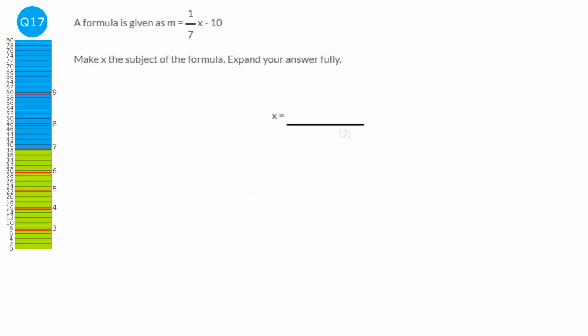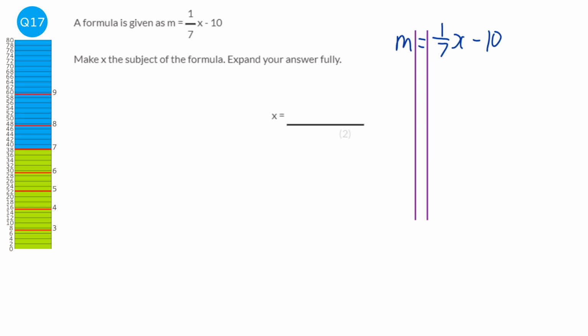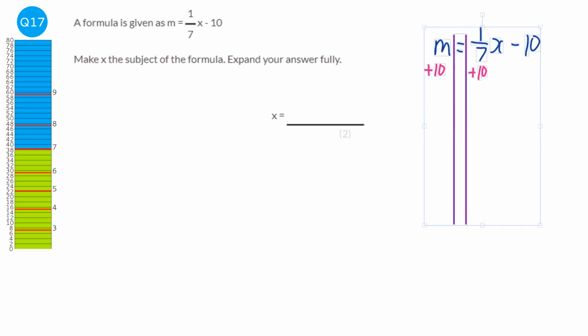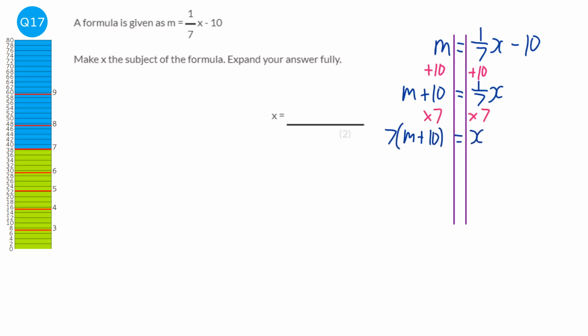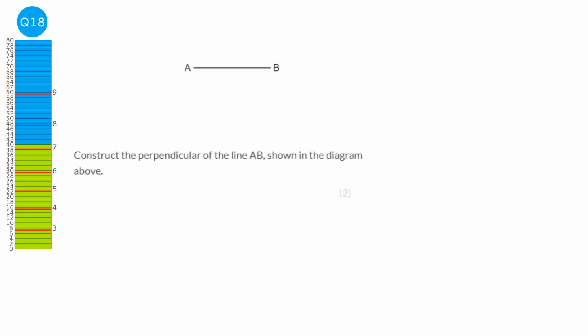So I'm going to start just by writing out the equation, and I can put my lines in. Okay, we're asked to make x the subject, so we're going to first of all add 10 to both sides. In fact, I'm just going to move all this over a little bit so I've got a bit more space. Okay, so we're left with m plus 10 on the left hand side, and we've got 1/7 x on the right hand side. Now to get rid of the 1/7, I can just times both sides by 7. So 7 brackets m plus 10 equals x. So x therefore would equal 7 brackets m plus 10, but it says to expand your answer fully, so we're just going to expand the brackets. 7m plus 70.